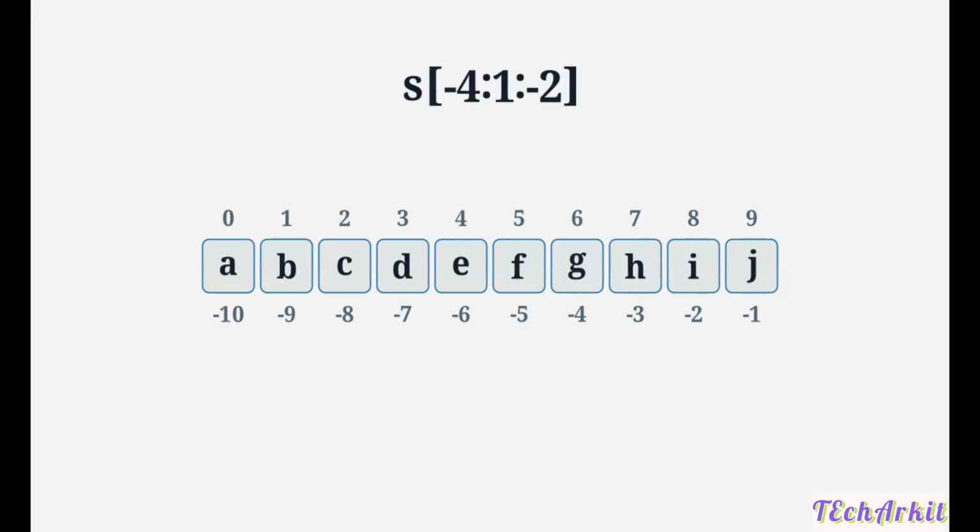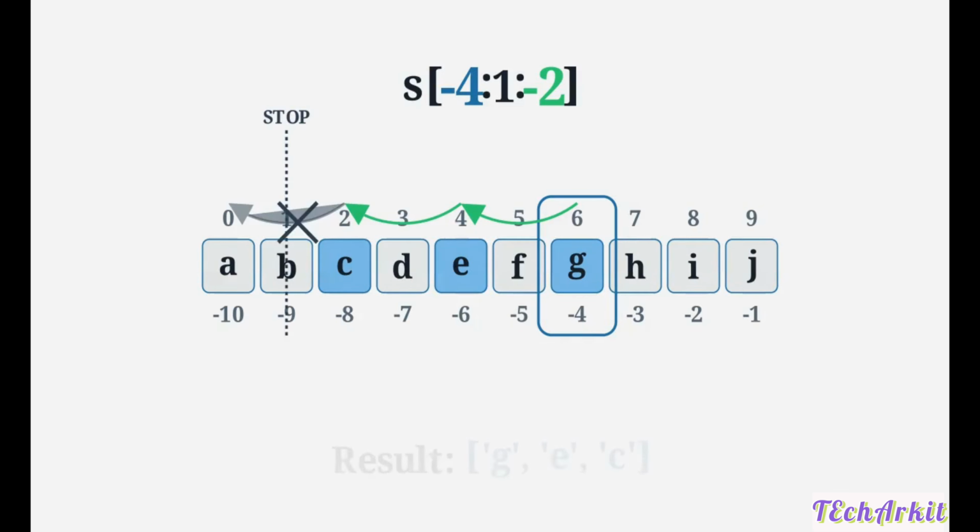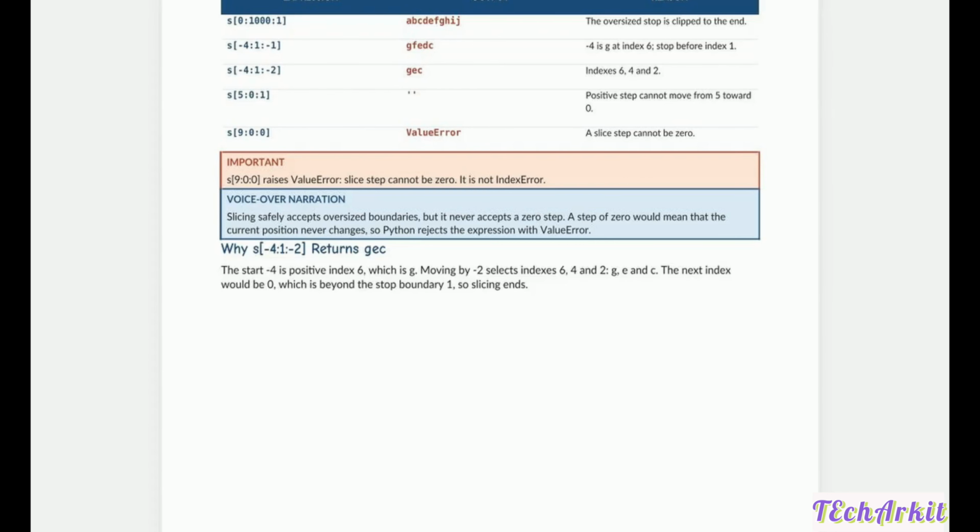Let's apply these rules to a 10-character alphabetical string, A through J. Try to evaluate this backward slice, S[-4:1:-2]. Use the map to translate the negative coordinate, then apply the negative direction rule to determine the jumps. The explanation tracks the logic.